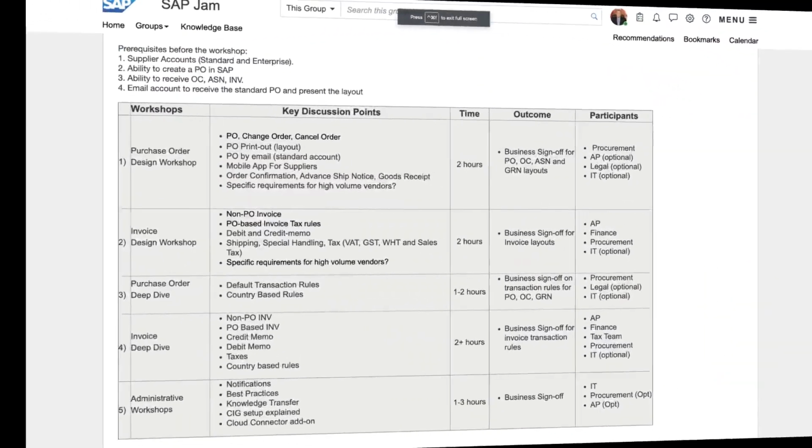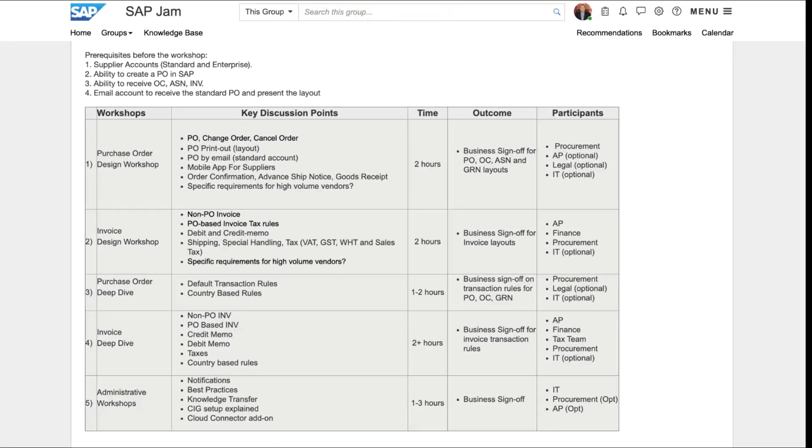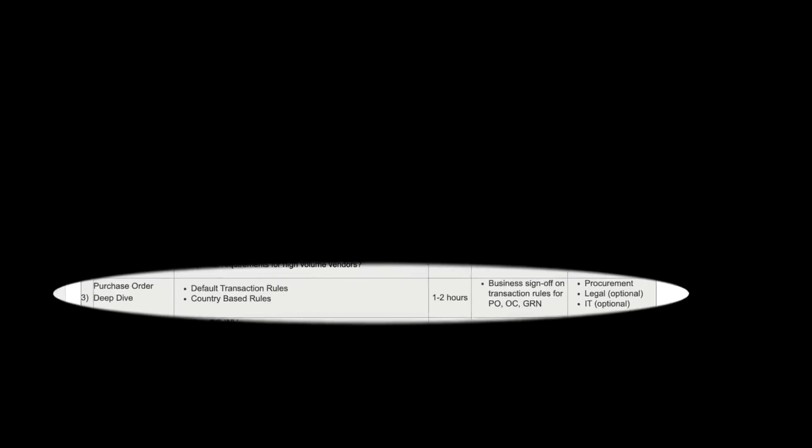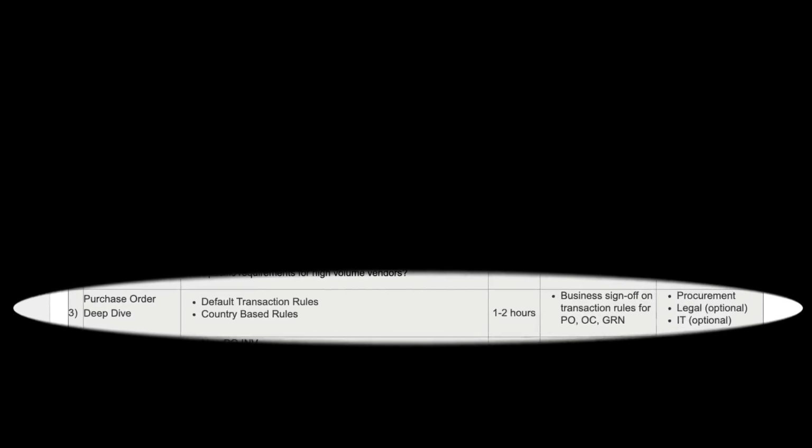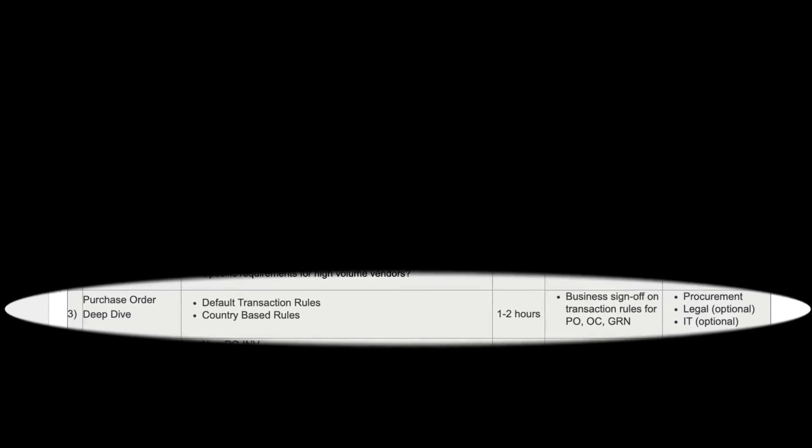And after that, we'll go into our deep dive workshops. So we'll go back to our PO, but unlike workshop 1 focusing on the document, we'll now focus on the configuration, transaction rules, country-based rules. For example, are we allowing the order confirmation to be sent or not? Do we require attachments to be sent? Focus on the layout in workshop 1 where we get our layout completed, and here we ask which fields are mandatory and what other options can we explore.